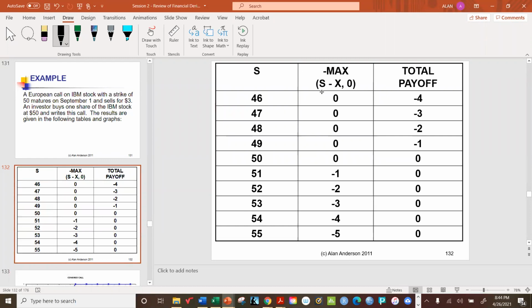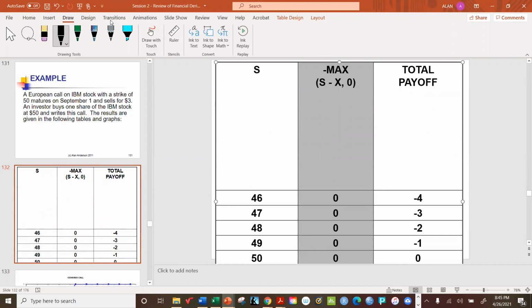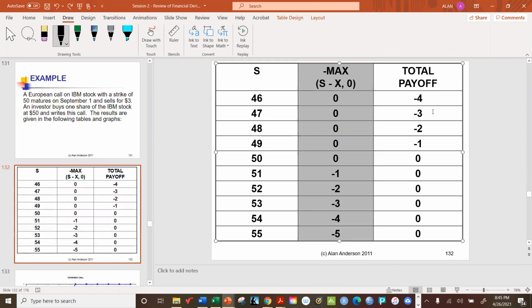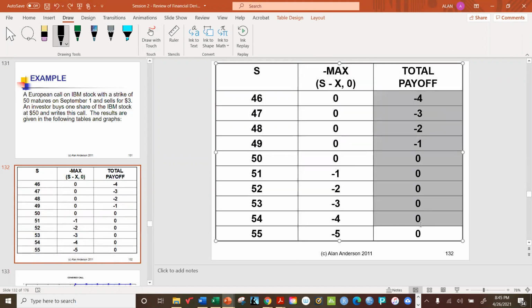What we have to do here is the payoff to the short call option is here. We combine that with the stock price. And so the payoff is right here. It's the sum of the stock price and the short call option.